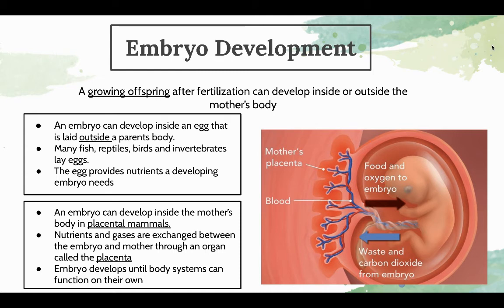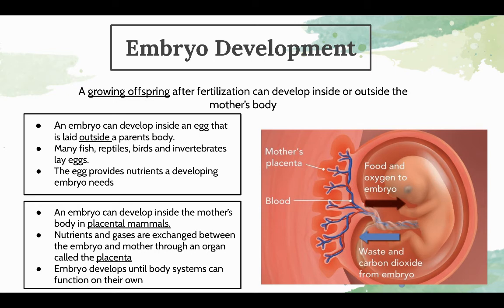So lastly, let's talk about embryo development. So a growing offspring after fertilization can develop inside or outside a mother's body. So an embryo can develop inside an egg that is laid outside a parent's body. So many fish, reptiles, birds, and invertebrates can lay eggs. And the egg provides the nutrients for the developing embryo in which it needs to develop.